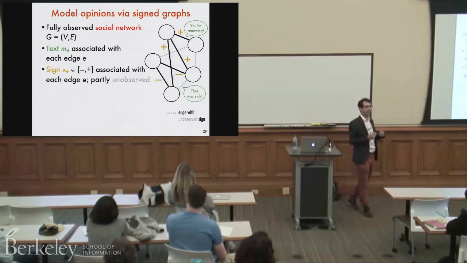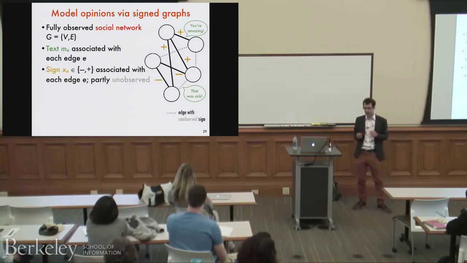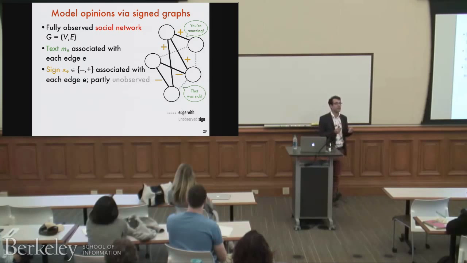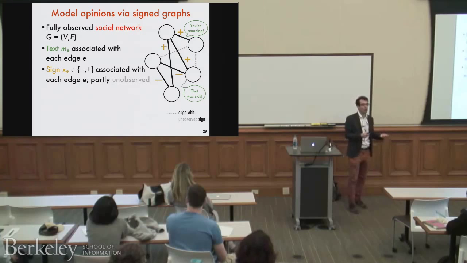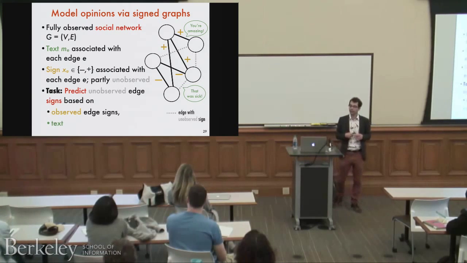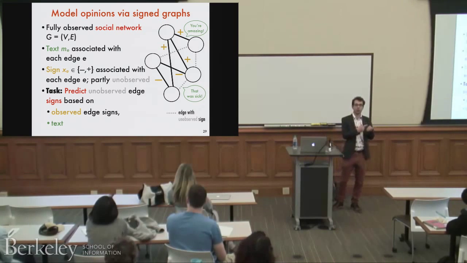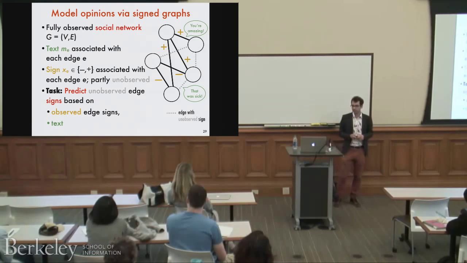And we assume that there is also a sign associated with each edge. So a plus would mean that the two people are friends, minus that they are foes. Or a plus could also mean that they trust each other, minus that they distrust each other, and so on. And crucially, we assume here that the signs are only partially observed. That means that for some pairs of people, we don't know whether they're friends or foes. And the task then is to predict the signs of the unobserved edges based on 1, the signs of the observed edges, and 2, the text that's associated with the edges.